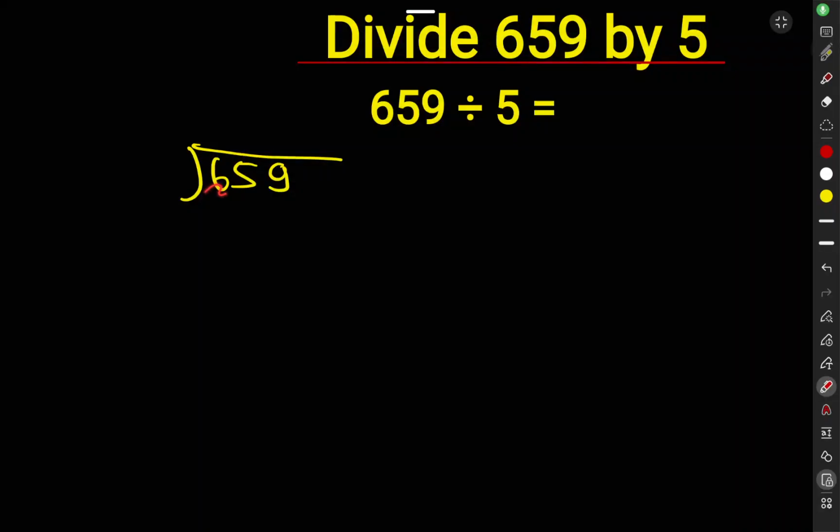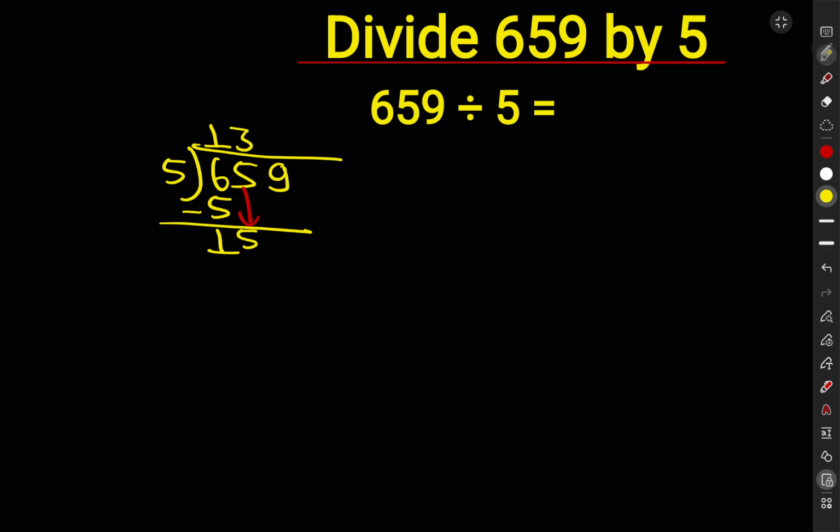We divide 659 by 5 in a long division method. 5 times 1 is 5. On subtracting, we get 1. So now we put down this 5 and it is 15.